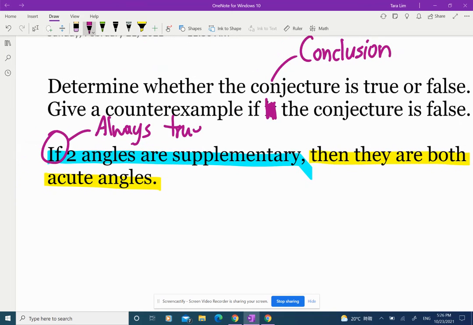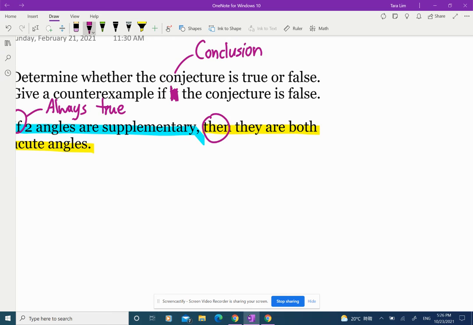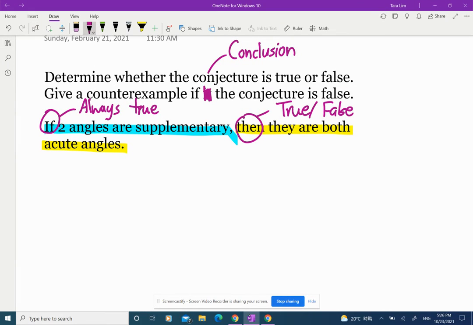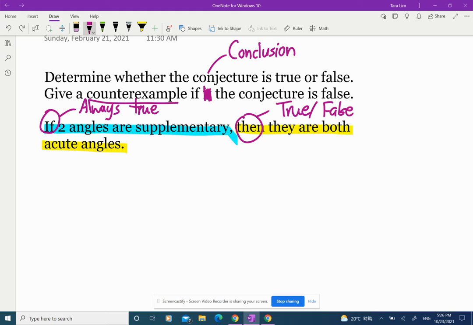And the yellow part which I highlighted, the then part, could be true or it could be false. Based on the information you're given, it could be either. So the then part is not always true, and the then part is basically the conjecture. The question is asking us to give a counterexample if the conjecture is false. So first of all, we want to know if the then part is false.